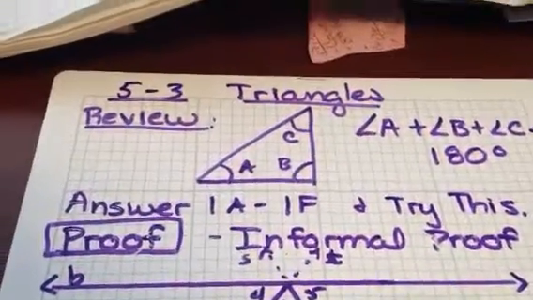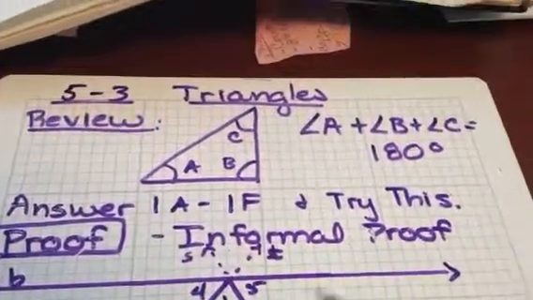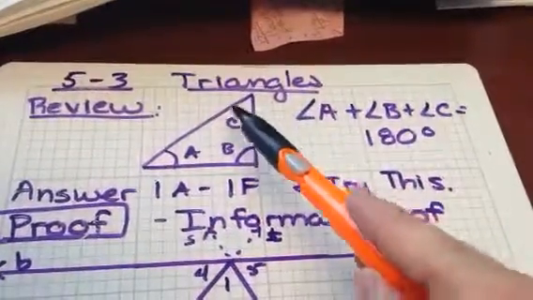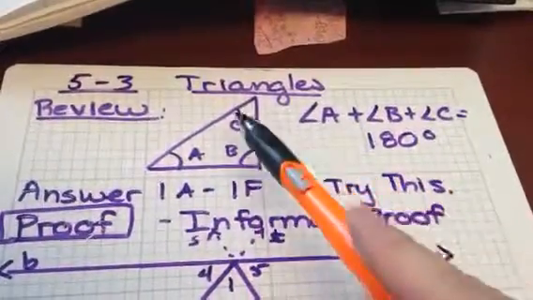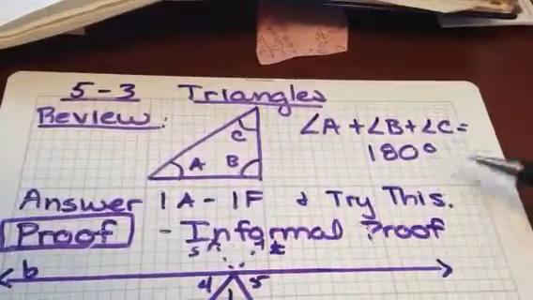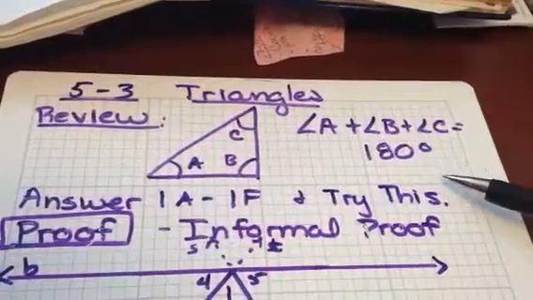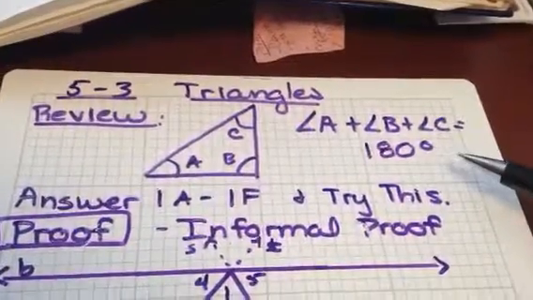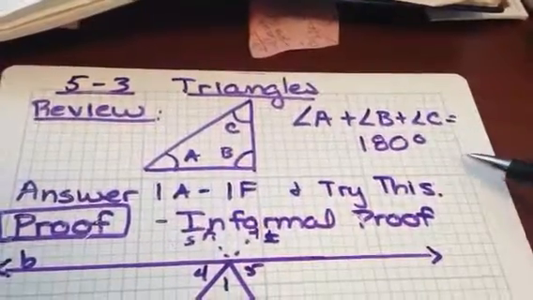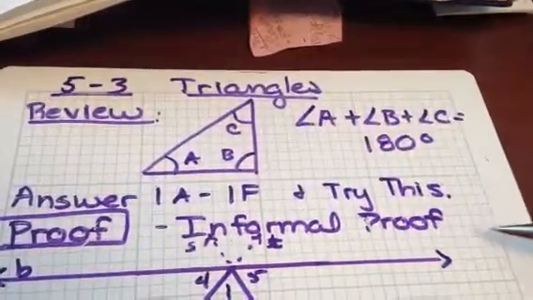5-3 triangles. We're taking a look here. As review, we've already looked at any triangle. If we take the measure of all of its internal angles, A, B, and C, add them all up, they get together to form 180 degrees. Remember, we had the piece of paper, we cut out the triangle, we put all of those vertices together, and we found this to be true.